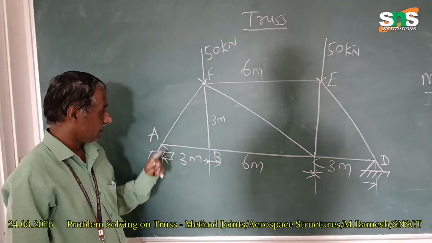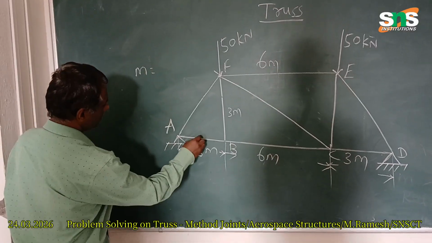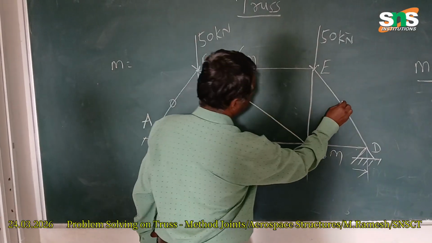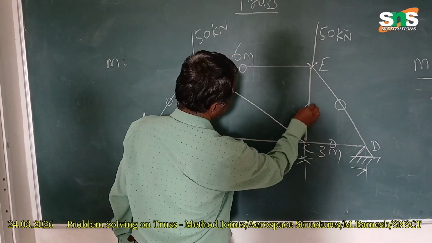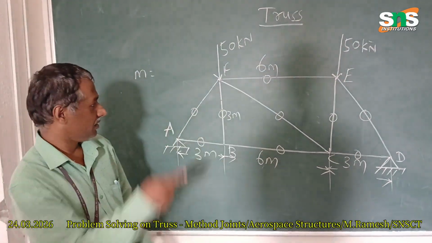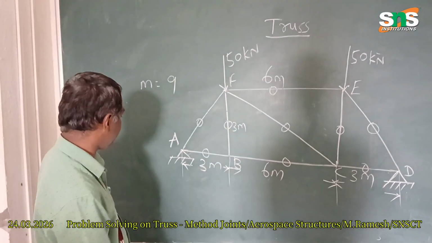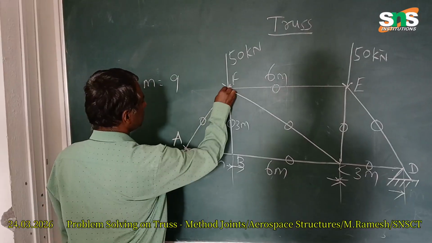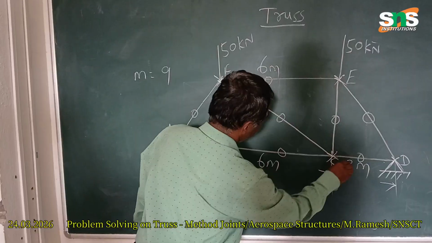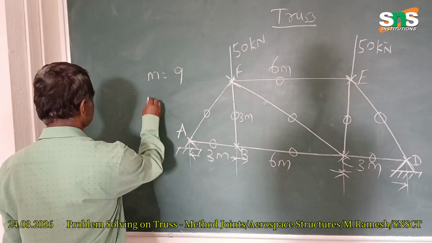Let's take first the number of members. How many members are there here? Let's take 1, 2, 3, 4, 5, 6, 7, 8, then 9. So the number of members is 9. What is the number of joints? This is 1, 2, 3, 4, 5, 6. So the number of joints is totally 6.